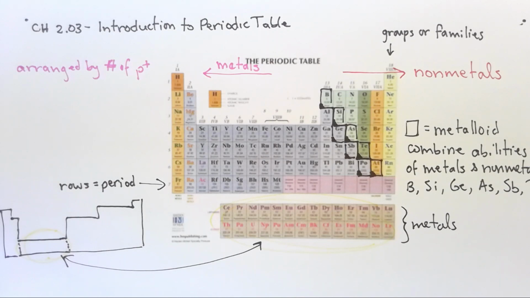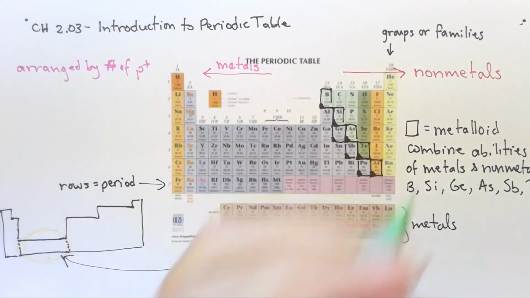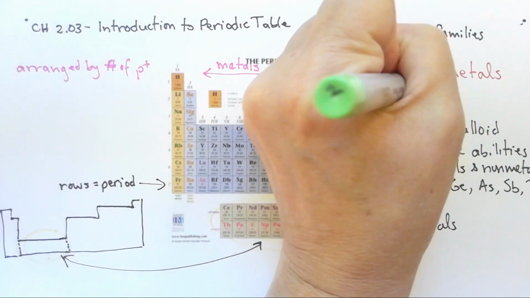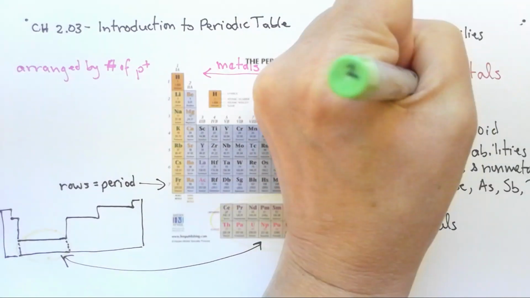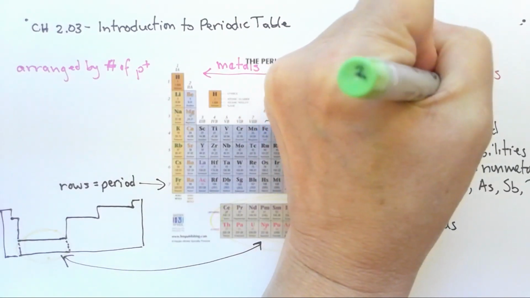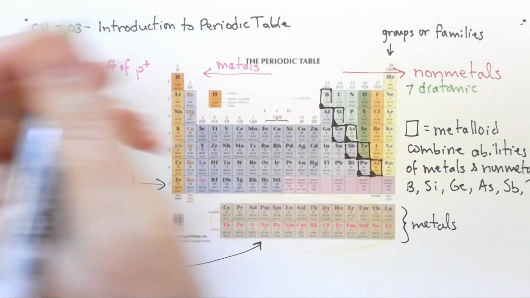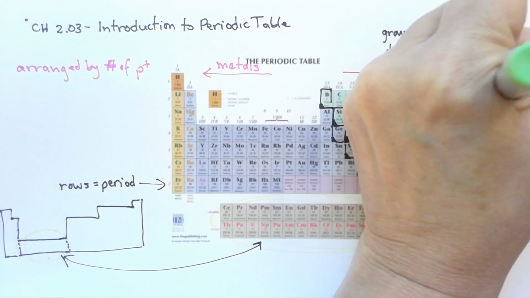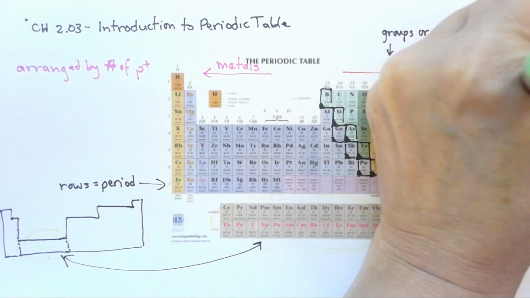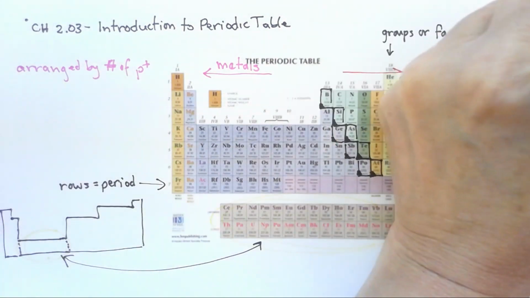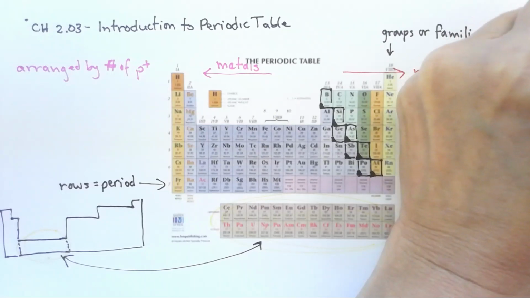On the first lesson, we talked about the fact that some of these nonmetals are special, and I'm going to go with green. So we said 7 of these nonmetals are what we call diatomic. And we listed them out. We said it was hydrogen, nitrogen, oxygen, fluorine, chlorine, bromine, and iodine.